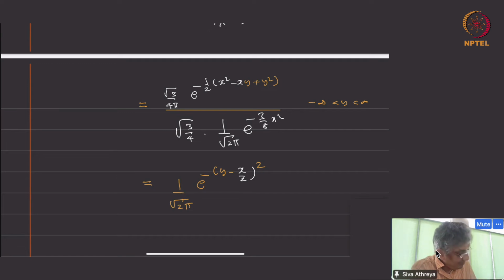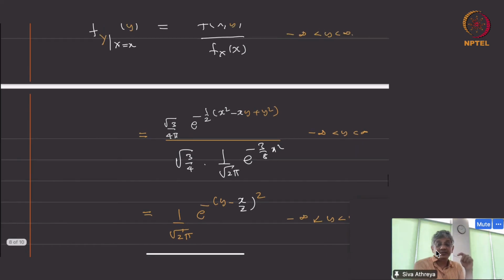So let's stare at it a little bit. We have shown that the conditional density of y given X equal to x is given by this formula right here. But what does it look like? This looks like a normal density with mean x by 2 and variance 1. Or rather the mean is 1 by 2 of x, I forgot.